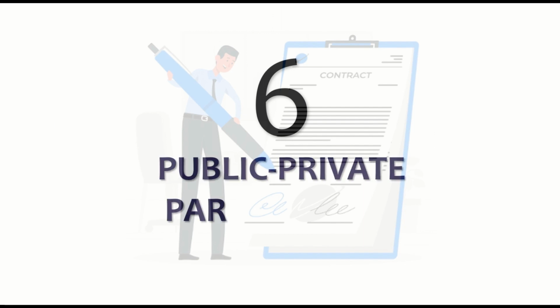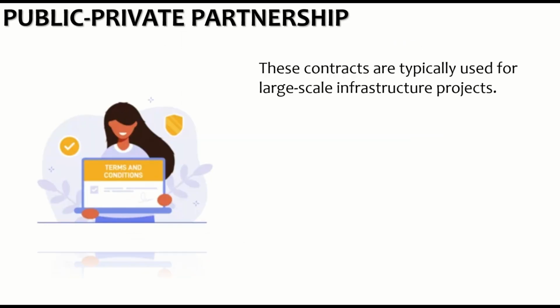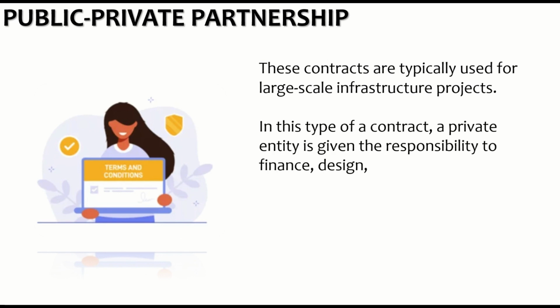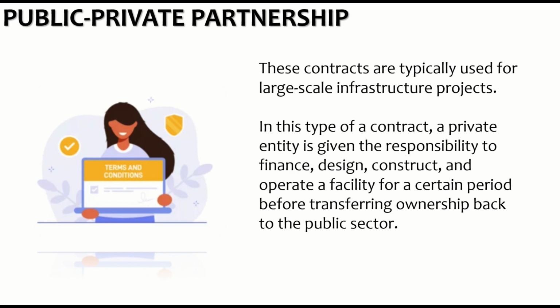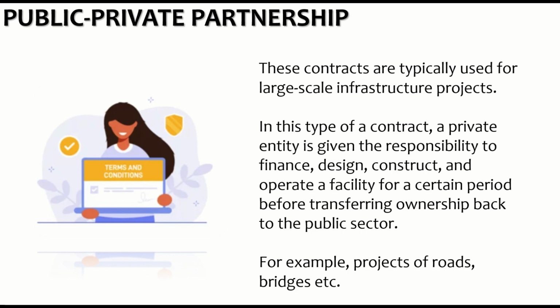The sixth type is the public-private partnership, or PPP model, contracts. These contracts are typically used for large-scale infrastructure projects. In this type of contract, a private entity is given the responsibility to finance, design, construct and operate a facility for a certain period before transferring the ownership of the project back to the public sector. For example, in projects of roads or bridges, the private entity constructs the project, then operates it and earns its profit from that, and then transfers the ownership back to the public sector.